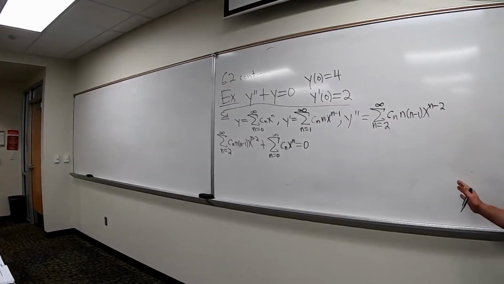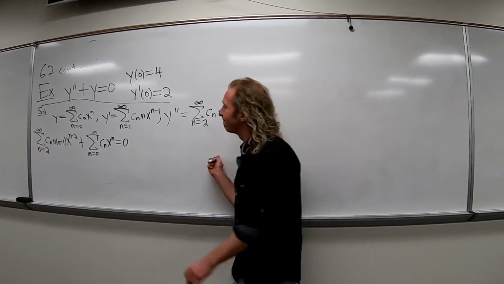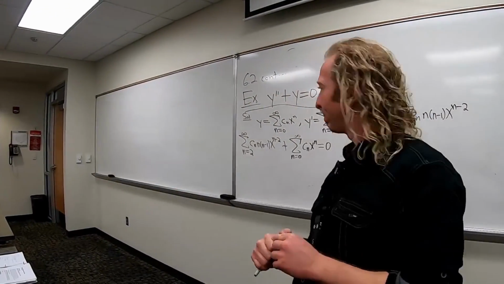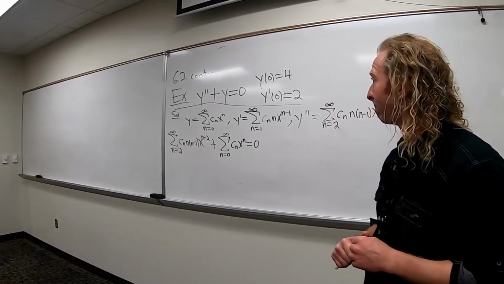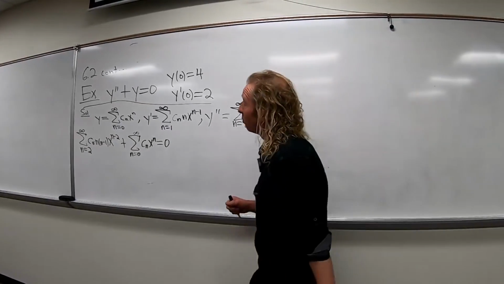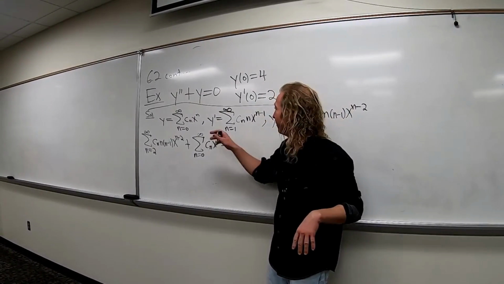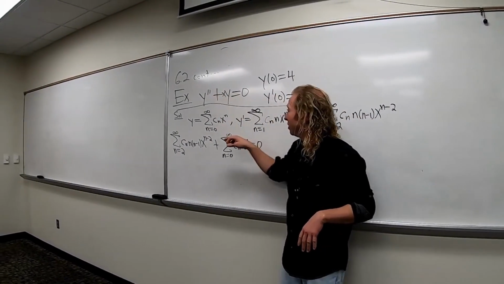So any questions on any of the steps? Yes, Rachel. If the y double prime and y are multiplied by anything, you multiply that by the infinite sum. Yes, correct. That's going to happen on the take home and in the next example. Like if you had an x here, very good question, you would have an x here.